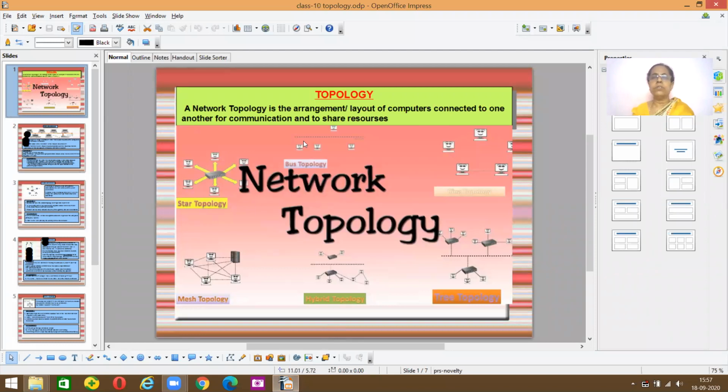What is network topology? The arrangement or the layout of computers that are connected to one another for connection and for sharing resources is called a topology. In different styles, they may be connected. You can see here are some of the topologies that are labeled. Let's start with our topologies.